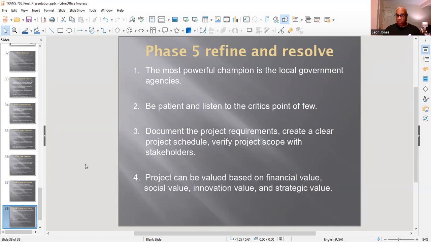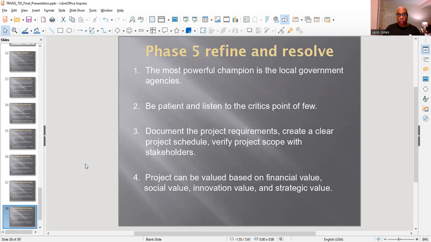As we're going to phase 5, the most powerful champion is going to be the local government and the citizens who want this project, because I believe it is going to help out many people in the state of New Jersey. Now, what about critics? There's always going to be a critic. Listen to their point of view, be patient. It takes time to change people's points of view. Sometimes you may, sometimes you may not.